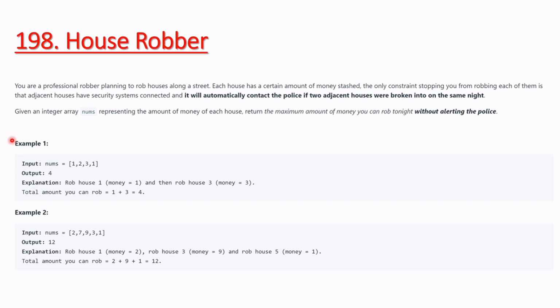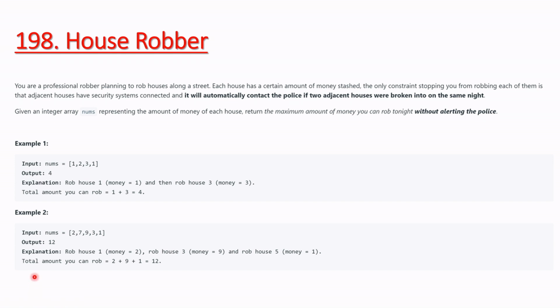So let's see example one. You can see that we have a number of houses, right? This is nums, the number of houses, and the output is 4. Why? Because if we start with the first house and start robbing, what will happen? We will get 1 as money. And since we cannot rob the second, we will move to the third house, and that's why we have the money 3.